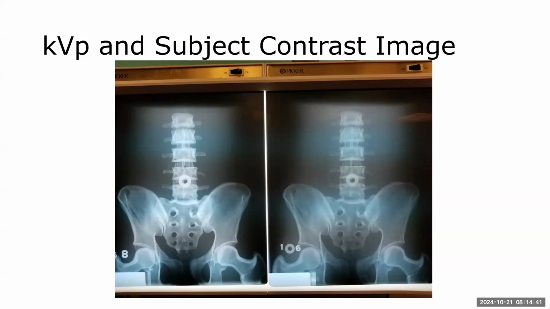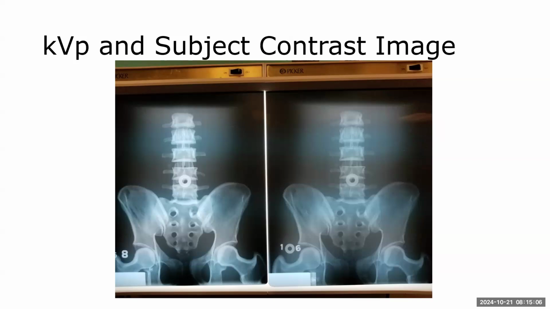You see how, look especially at the washer area, the washer that I've got on there, and the SI joints. See how those areas are much brighter in the one done on the left than on the right. And so the only thing that changed between those two images was the KVP, well, and the mAs adjustment for that, because we're going to talk about that in a minute.